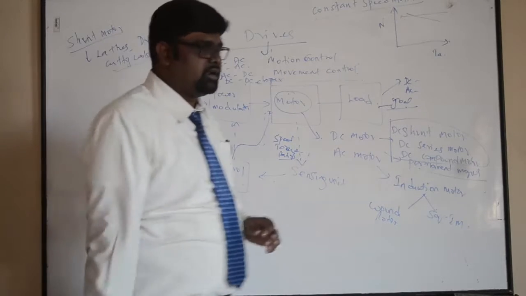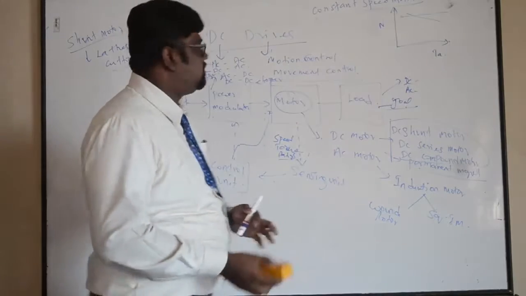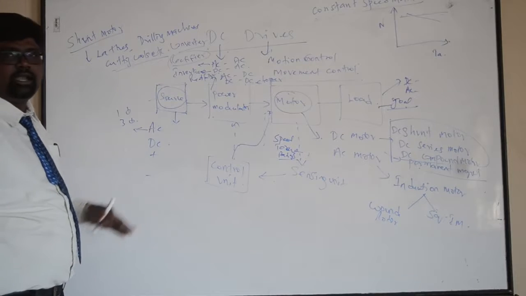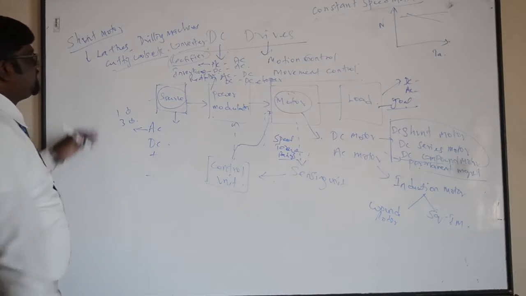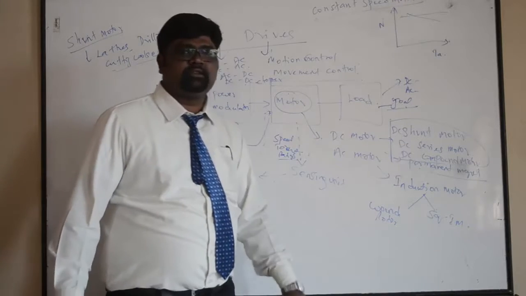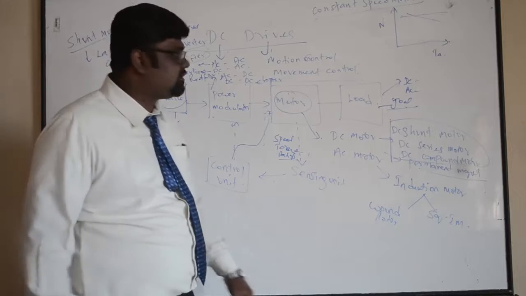As is clear, the DC shunt motor is used for lathes, cutting tools and drilling machines. Next we will see the other motor, the DC series motor. In fact, it is a very, very dangerous motor.